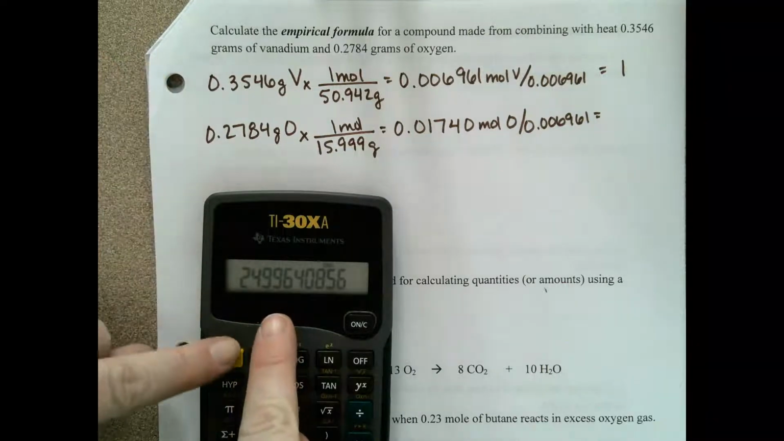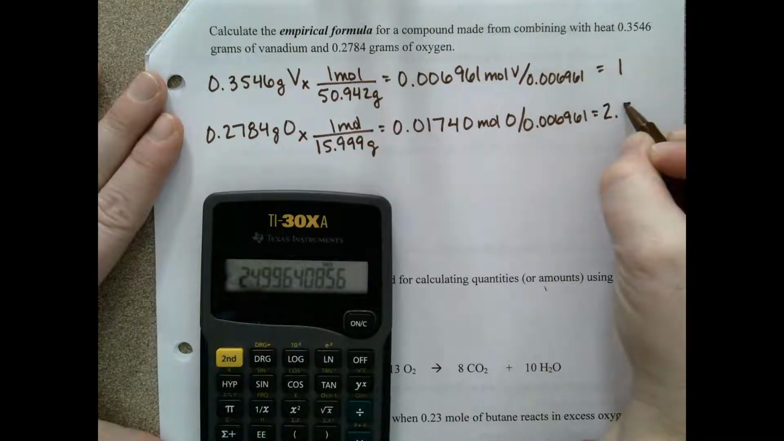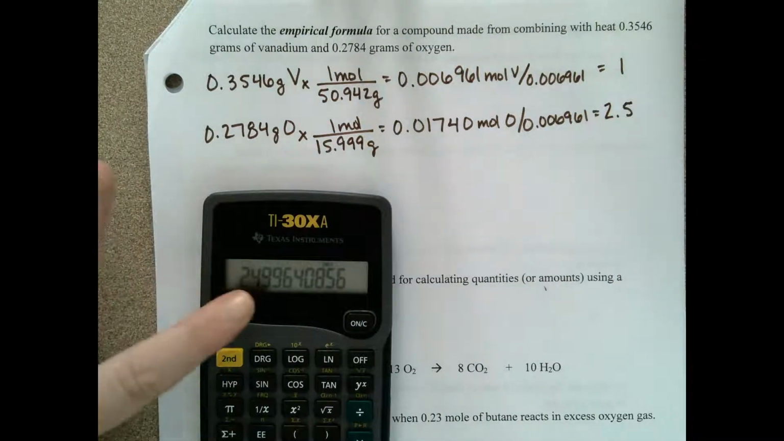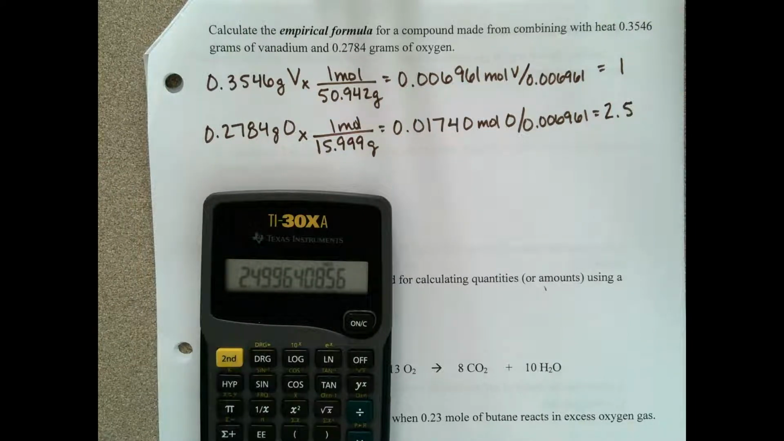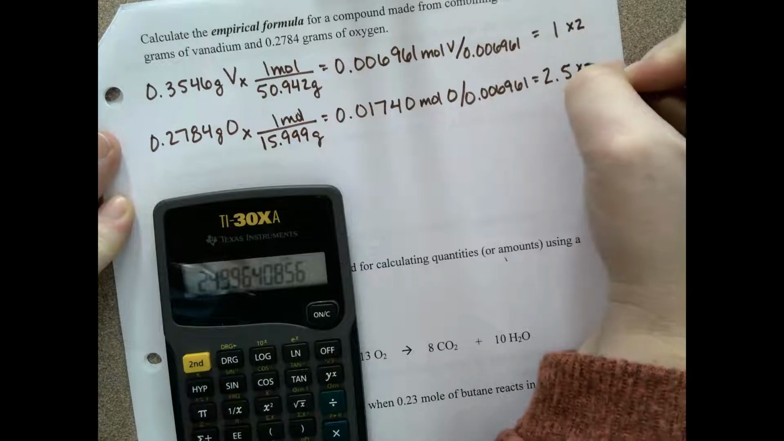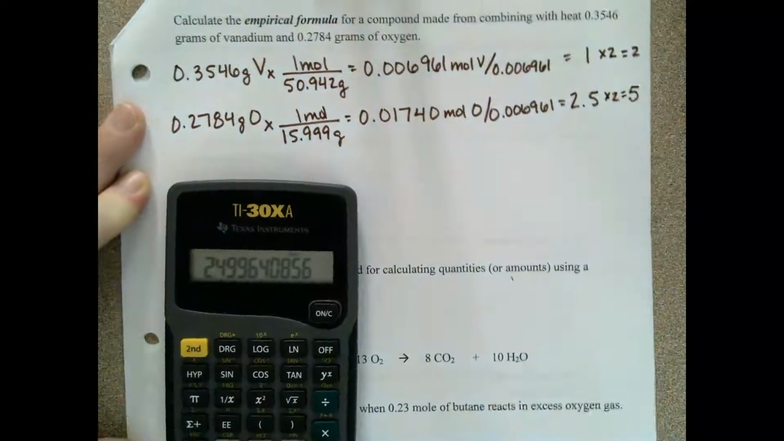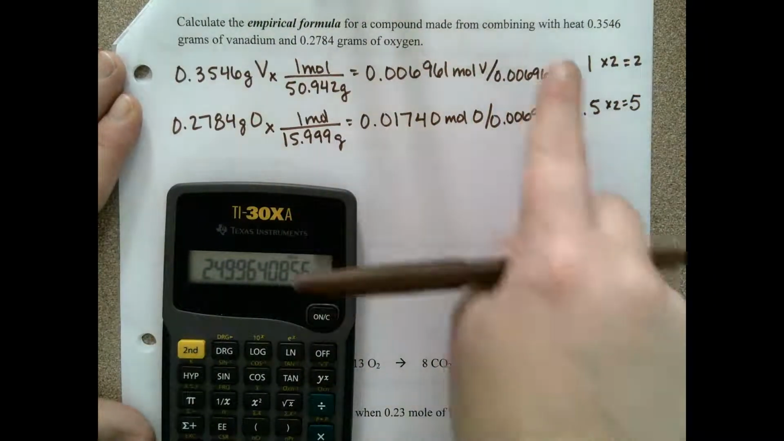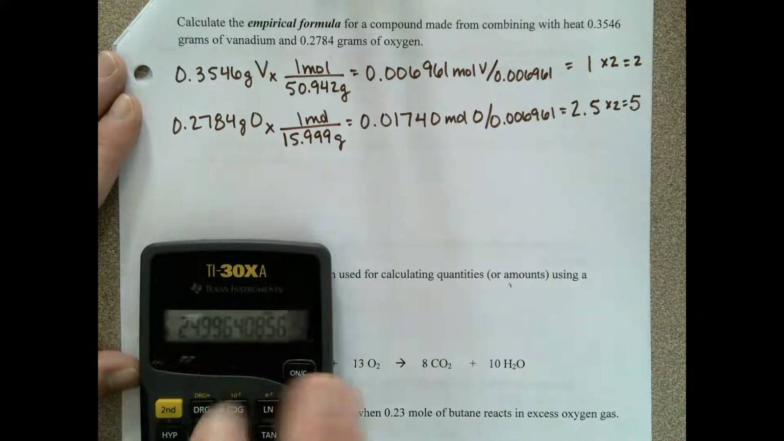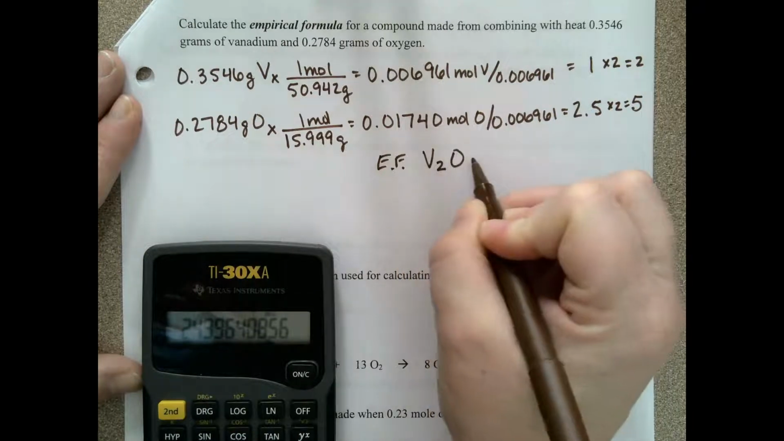Okay, so here is what I was talking about last time. If you notice, when I divide for my oxygen, it doesn't end up being a whole number. It ends up being 2.5. Okay, don't round it to a whole number when it's like that. Because our empirical formula needs to have whole numbers, what I have to do is multiply these both by 2 to get to a whole number and still have the same ratio. So when I multiply these both by 2, I end up with a ratio of 2 to 5. So for my empirical formula, it's going to be V2O5.